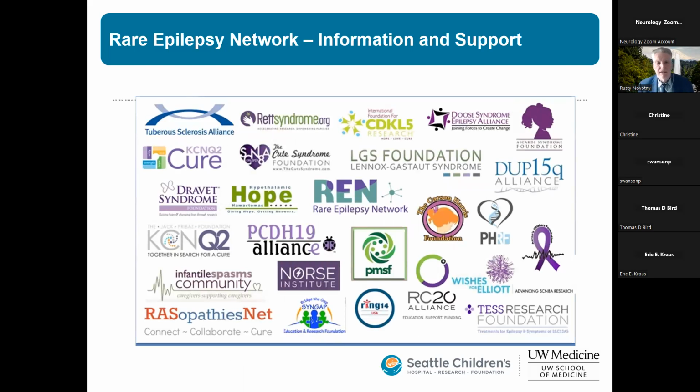I think another important reason to identify these underlying genetic causes is that this really provides patients and families with support groups. So through the Epilepsy Foundation and the AES, there's a group called the Rare Epilepsy Network. There's literally 40 or 50 small patient advocacy groups, sometimes patient run, some international, some just in the US, that can really work together.